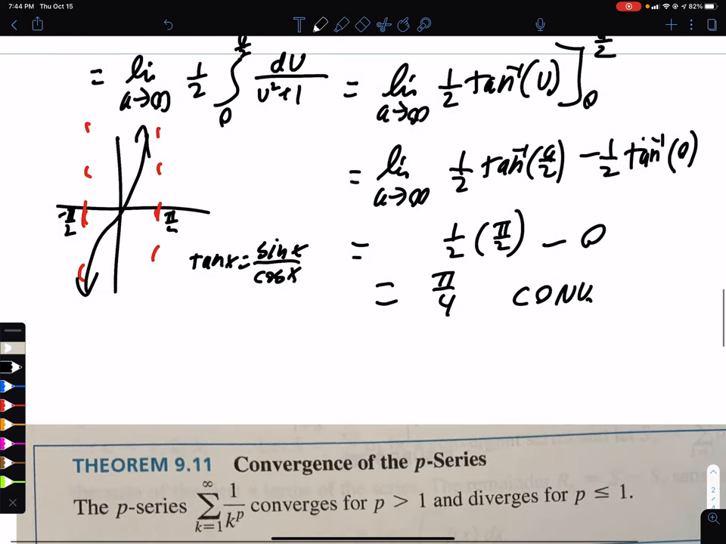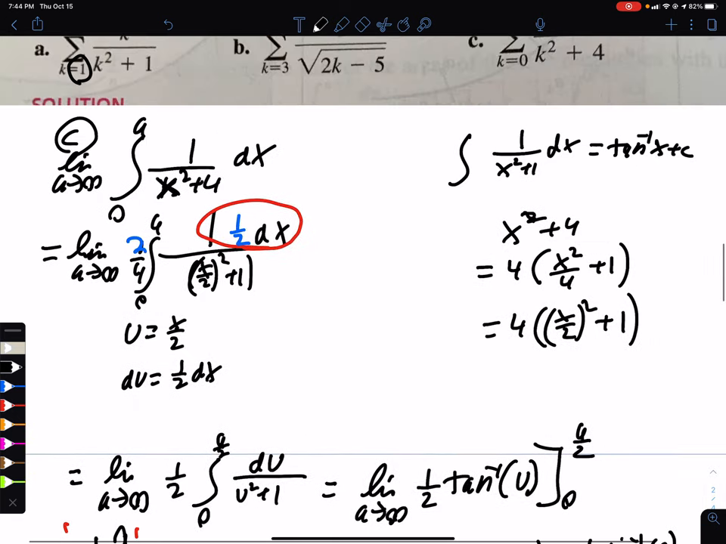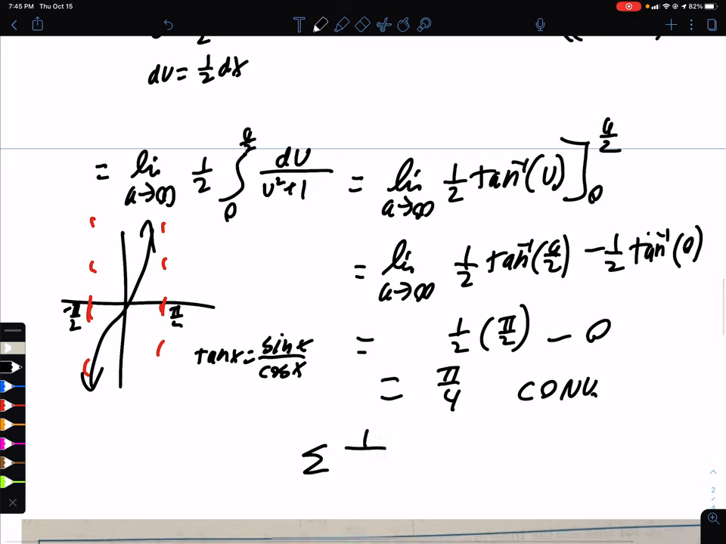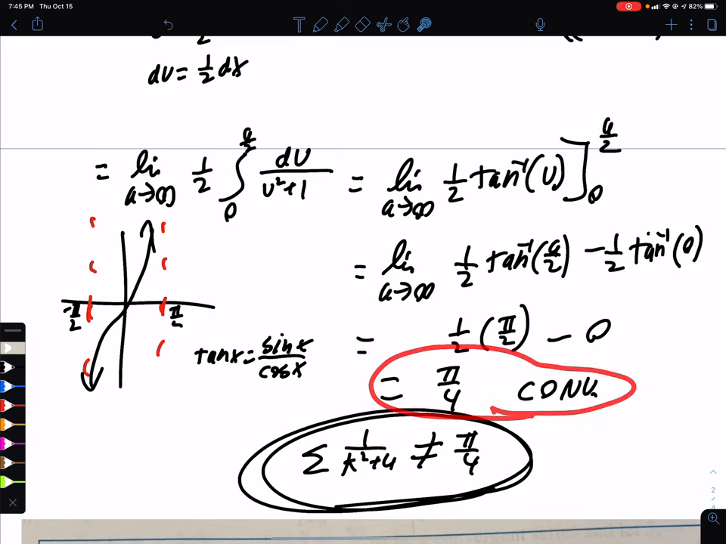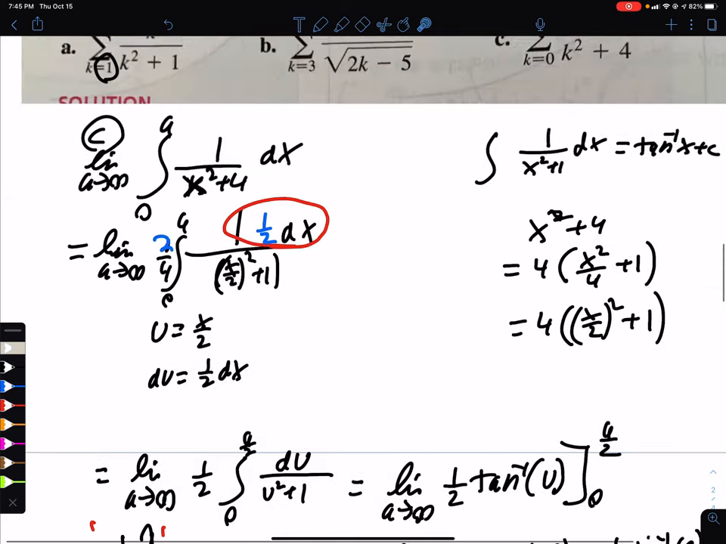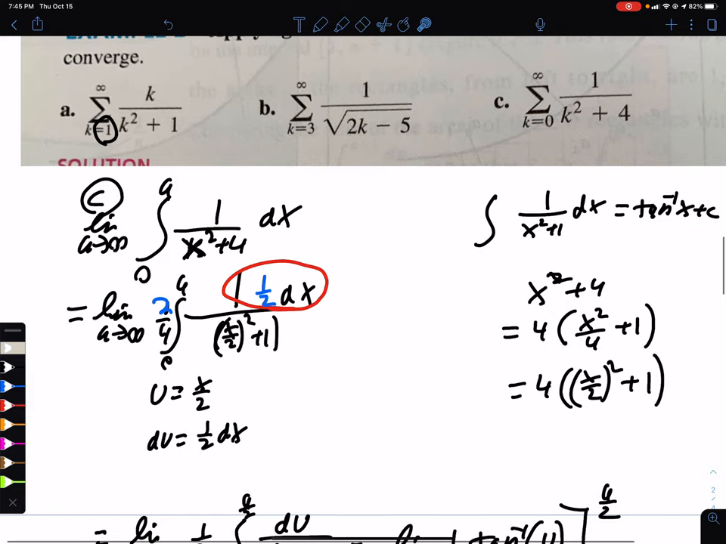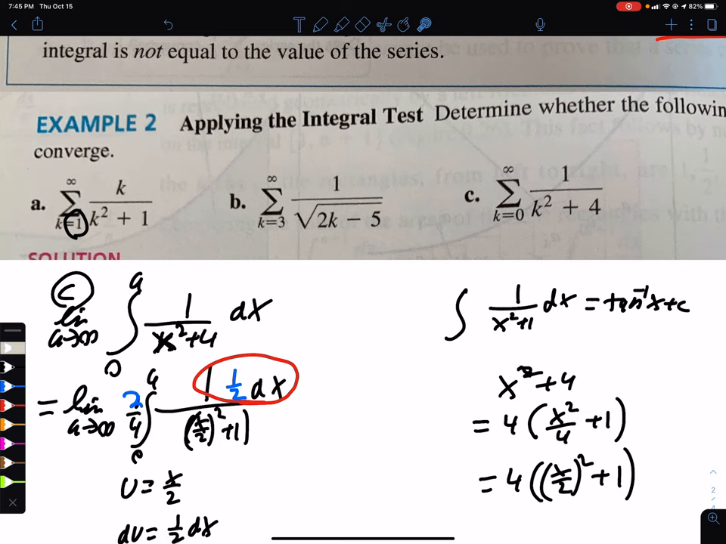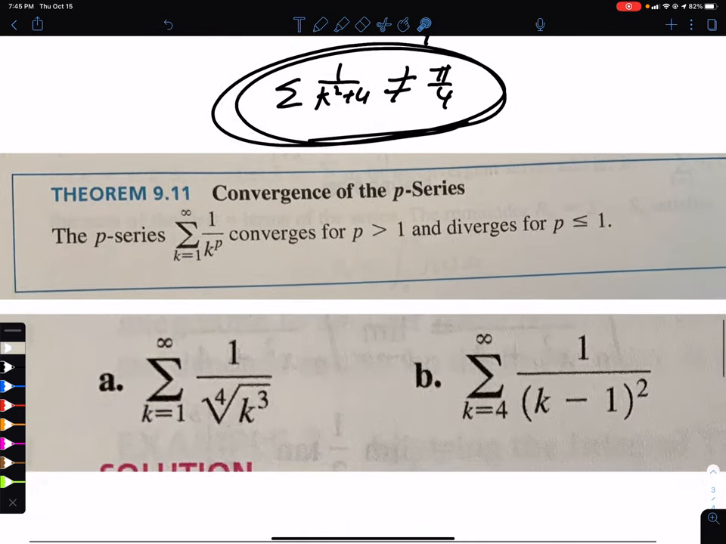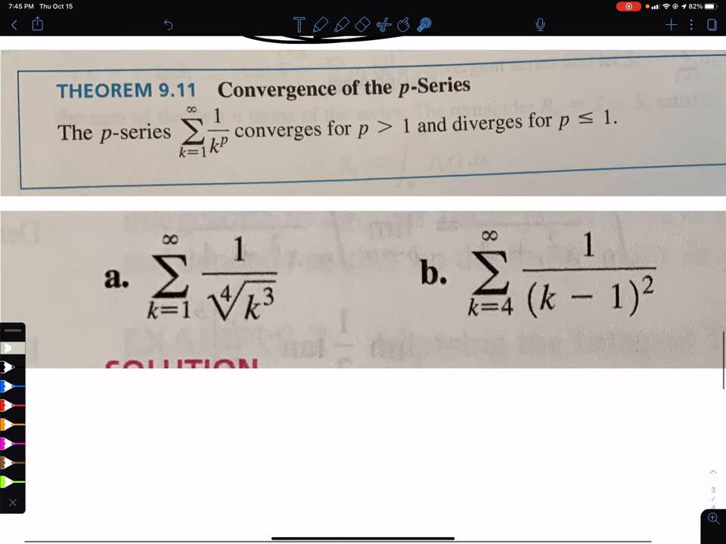Now, a side note and a reminder. This series, let me get the original, 1 over k squared plus 4, does not equal pi over 4. Just because the integral approaches pi over 4 doesn't mean the series approaches pi over 4. Don't make that mistake. I could probably give you a good argument for this. Should I? I'm not going to do it right now. We'll approach it at some point, maybe at the end of this video. We'll see how we feel.